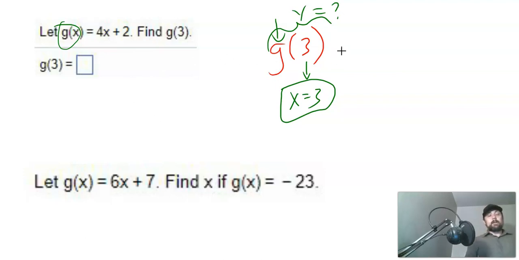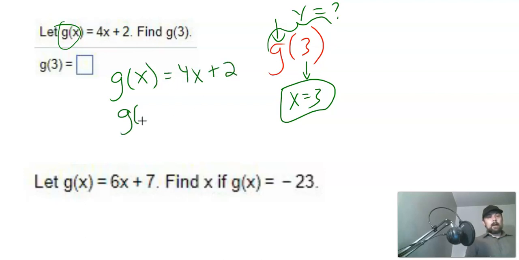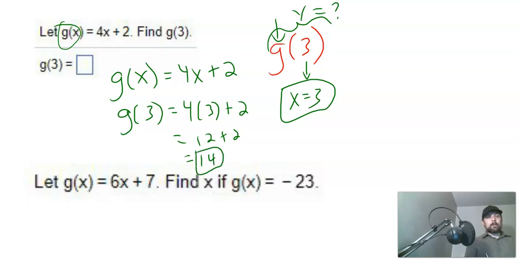Right? So what I'm going to do is take g of x, which is 4x plus 2, and I will replace the x with 3 because that's what they did in the function notation. I do the same thing on the right-hand side of the equation, and I'll get 12 plus 2, which is 14. Right? And let me back up a little bit. So I'm going to copy this down, and I get g of 3 is equal to 14.